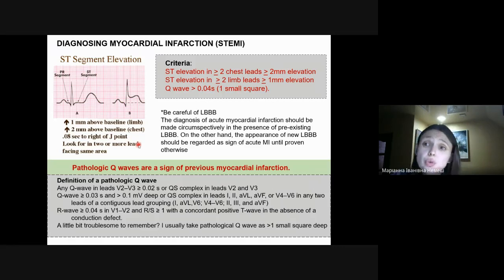Now let us talk a little bit about the diseases, what kind of conditions you could identify on the ECG. First, the diagnosis of myocardial infarction. To make this diagnosis, you should have several criteria. First is elevation of the ST segment of 2 millimeters in the chest leads and 1 millimeter in the limb leads. And also you should have a Q wave longer than 0.04 seconds, which should be very big. Pathological Q waves could be a sign of a previous myocardial infarction.